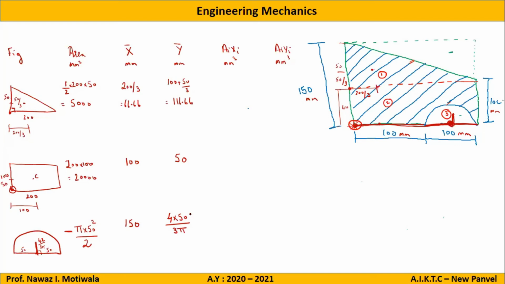So take 5 minutes to complete this table. Find ai xi, ai yi, and then finally we have the formula: x bar is equal to summation of ai xi divided by summation of ai, and y bar is equal to summation of ai yi divided by summation of ai. So what you need to do is just add all the values in the column ai xi, add all the values in ai yi, and add all the values in the area column. Okay, so let me give you 5 minutes and you should calculate it yourself and give me the answers.